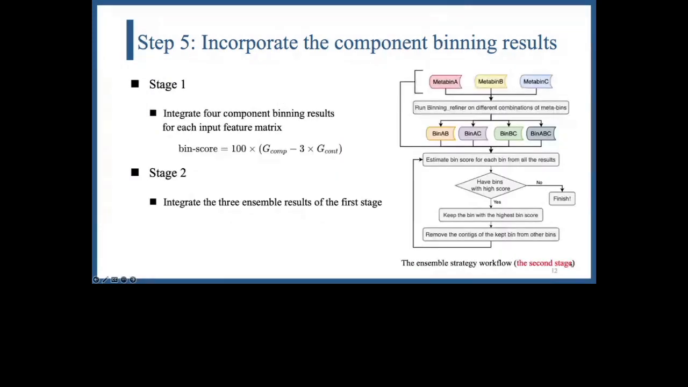In the second stage, we integrated the 3 ensemble results of the first stage, as shown in the figure. First, the binning refiner is applied directly to refine bins generated from the first stage to produce bins with low contamination level, as done in MetaWeb. Then the same method as the first stage is used for selecting high-quality bins.